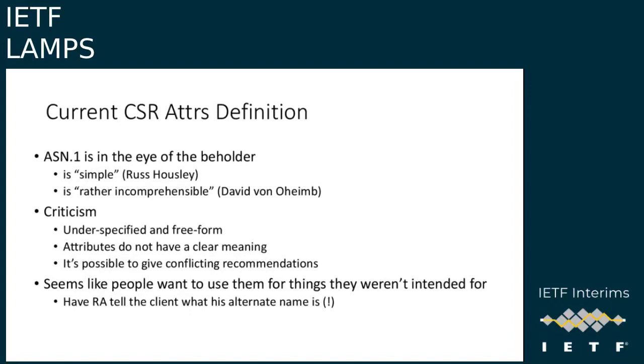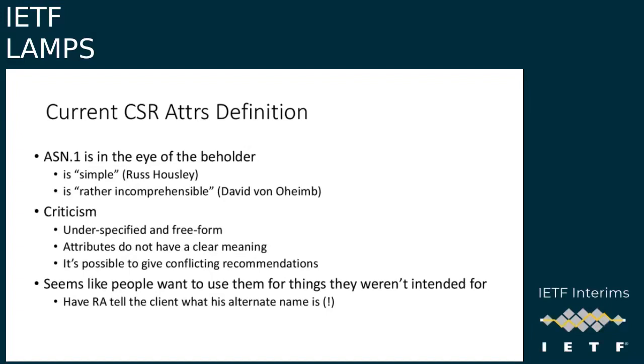That said, there's some debate about what we have and whether it's good enough or we need to change it. I don't like ASN.1, and I don't want to defend the current ASN.1, but it does seem to be somewhere between simple and rather incomprehensible. So I would come down somewhere in the middle of that spectrum in my analysis of this ASN.1. It is underspecified and kind of free form. That's admitted, and it is possible to give conflicting recommendations.